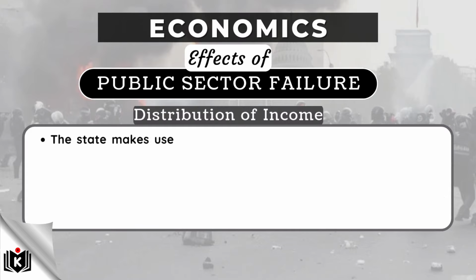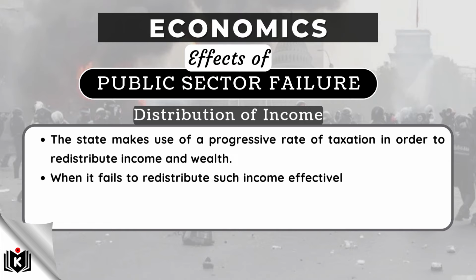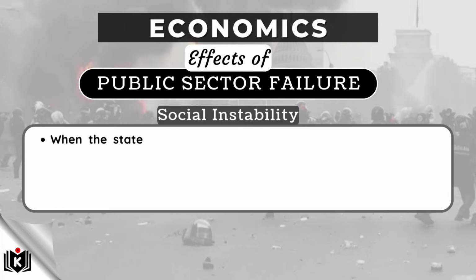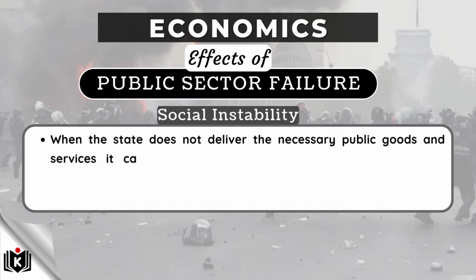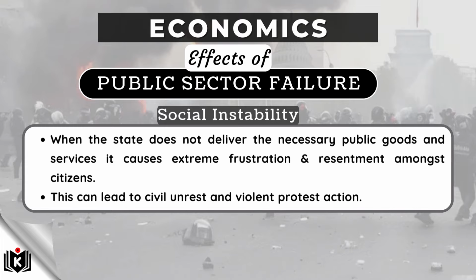The state makes use of a progressive rate of taxation in order to redistribute income and wealth. When it fails to redistribute such income effectively, it compromises the already marginalized part of the population even further by increasing the income gap. When the state does not deliver the necessary public goods and services, it causes extreme frustration and resentment amongst citizens. This can lead to civil unrest and violent protest action.